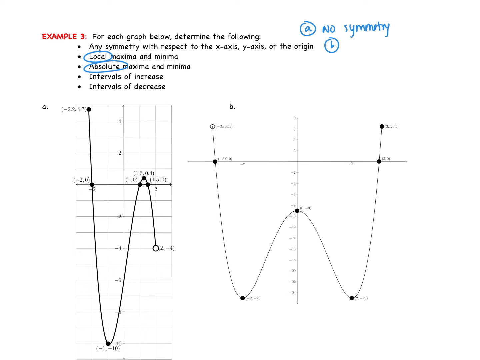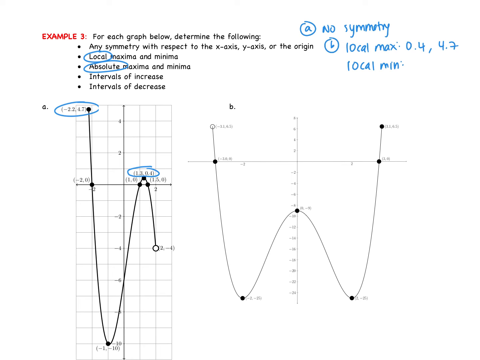In the past, when I've asked for a maximum or a minimum, what do I care about, x or y? Y. Okay, so if we say local maxima, it's going to be this point and this point. But again, it's only the y value. So the y value from the first one is 0.4 and the second one is 4.7. So there are 2 local max.